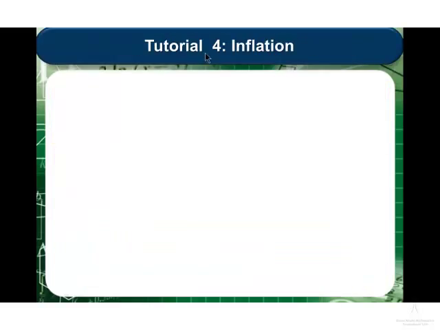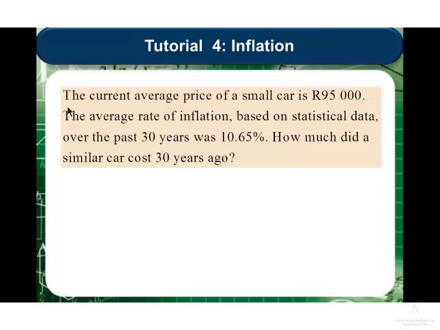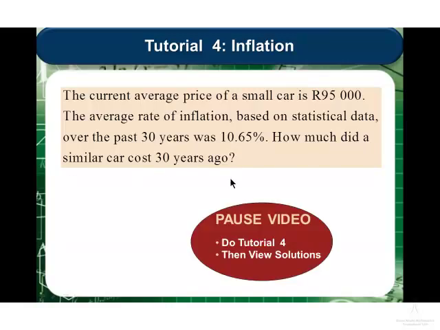In tutorial 4, we consider a problem on inflation. The current average price of a small car is 95,000 Rand. The average rate of inflation, based on statistical data, over the past 30 years was 10.65% per annum. How much did a similar car cost 30 years ago? At this point in time, I suggest that you pause the video, do tutorial 4, and then come back and view the solution.